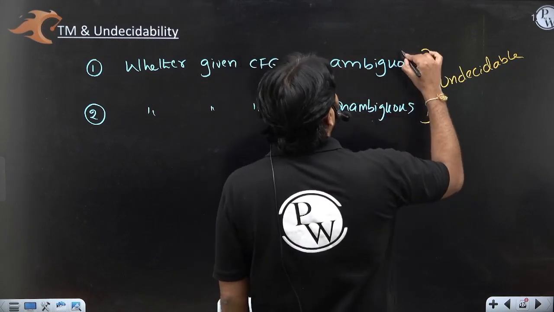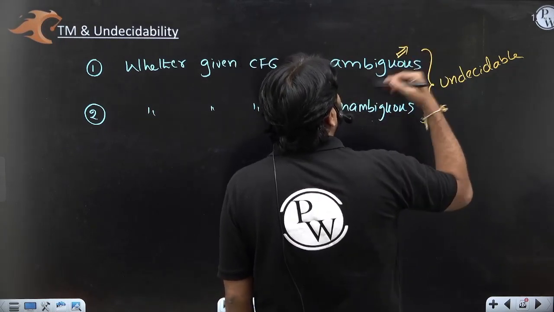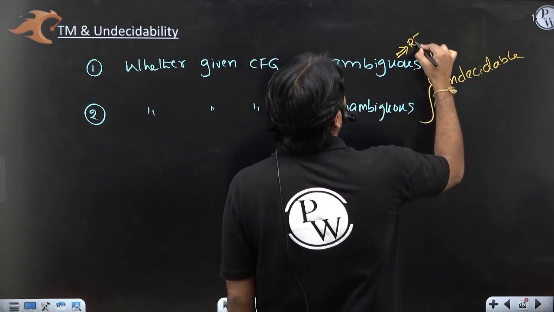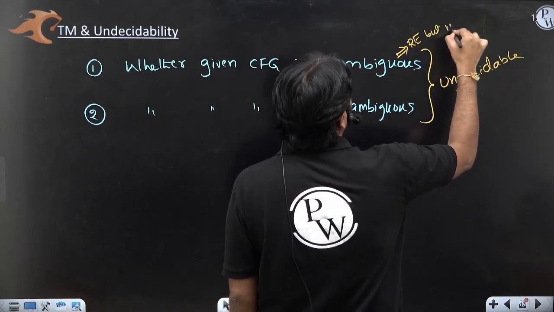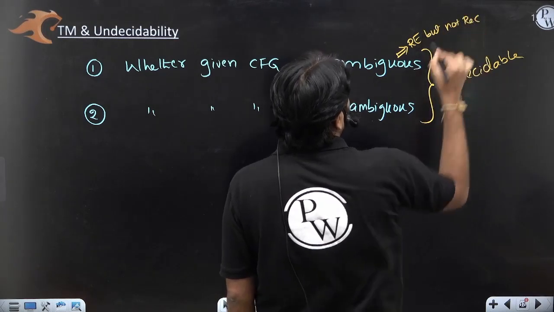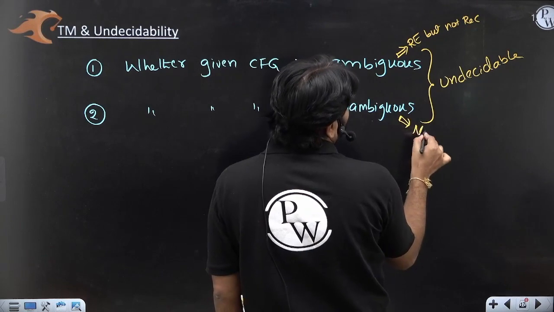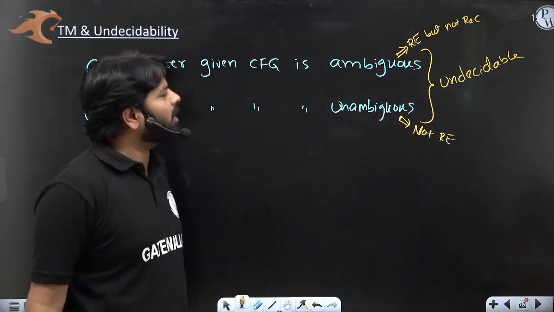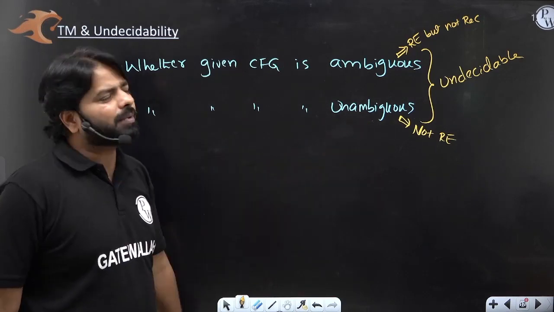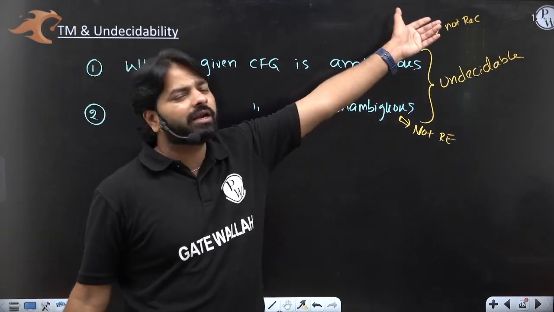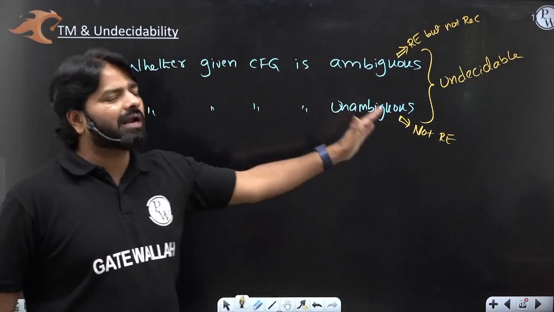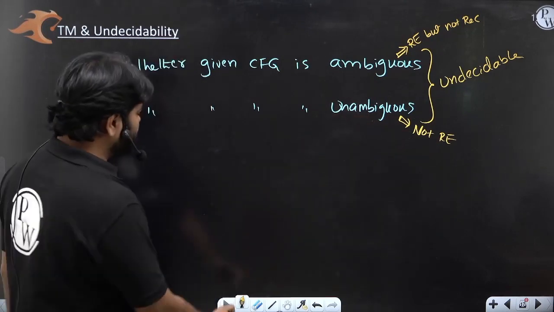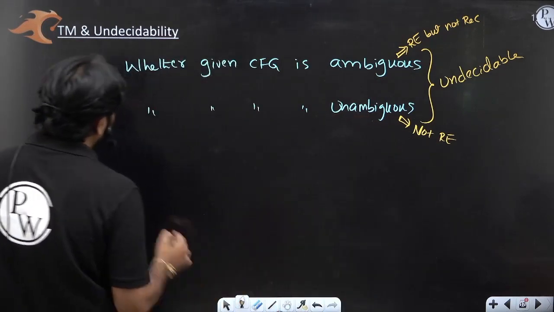That's why for this problem especially a TM exists. TM exists means it is RE but not recursive. But for this one even a TM does not exist, so it is not RE. So these two are undecidable problems, but this problem will have a Turing machine, and this problem will not have a Turing machine. So likewise, let me ask some questions here.